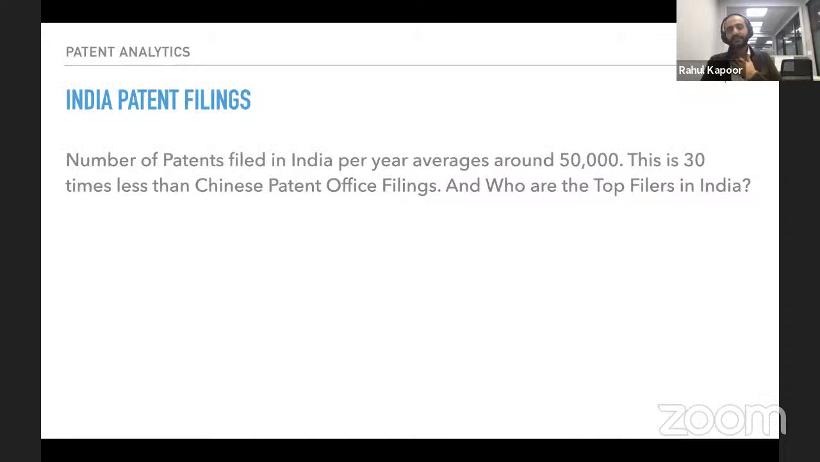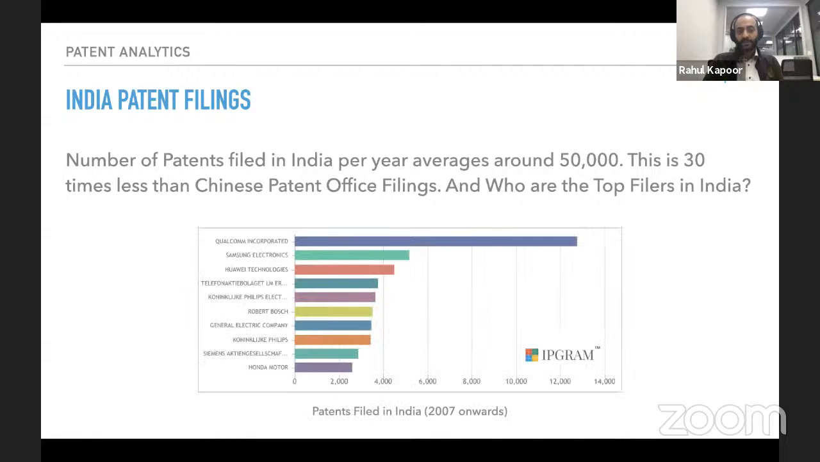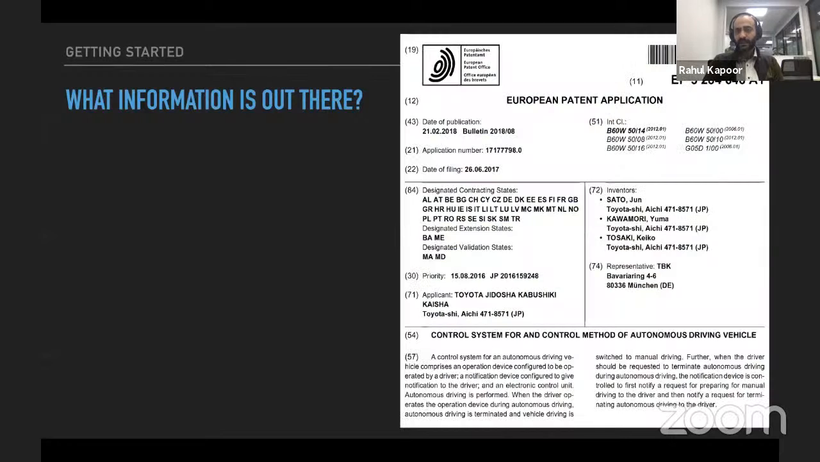So about 11% rise from last year, and even in the next few years, with the kind of push the government is doing, it might increase substantially. So okay, just a quick overview of what information is out there. You can see this is a typical patent application. This is a European patent application, but in general, you will see this kind of information on the front page of the patent. So of course, you'll see the filing date.